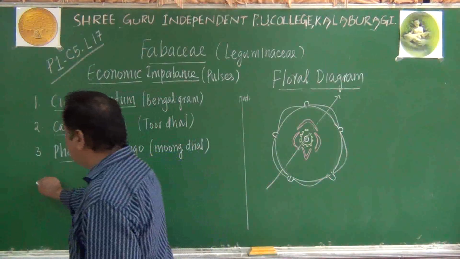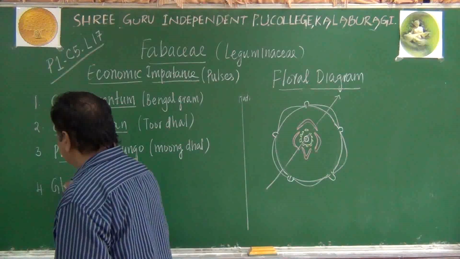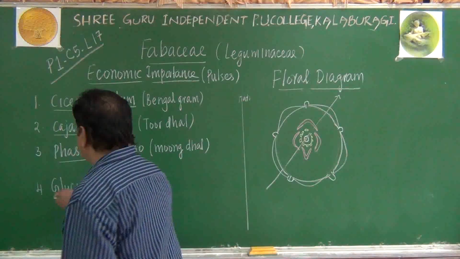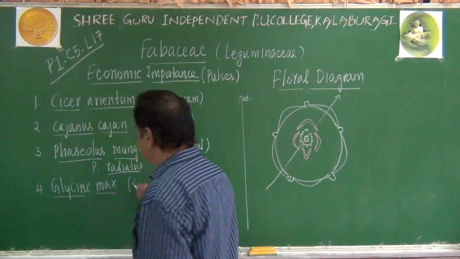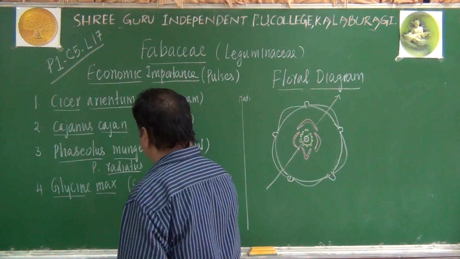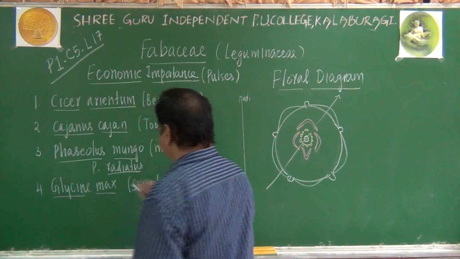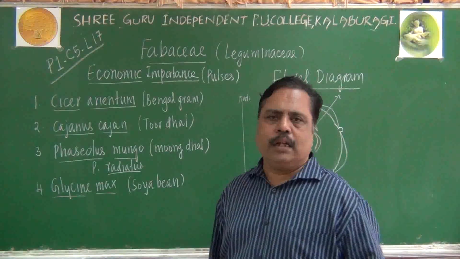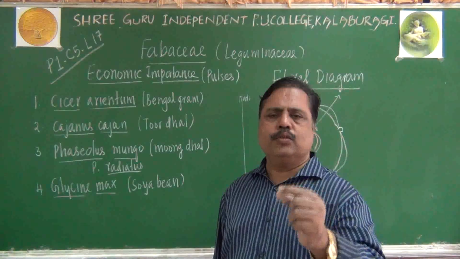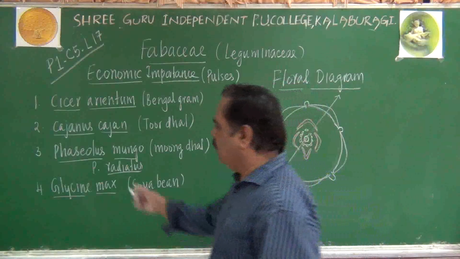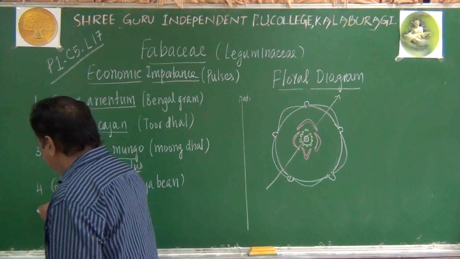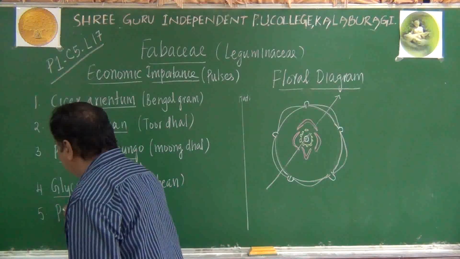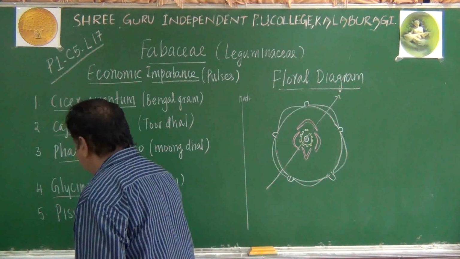Even you can remember about Glycine max also. Glycine max is nothing but the soya bean which we use in our daily life. Soya bean belongs to Glycine max. Even oil can be extracted from it and it is used as food also, mainly. Glycine max.